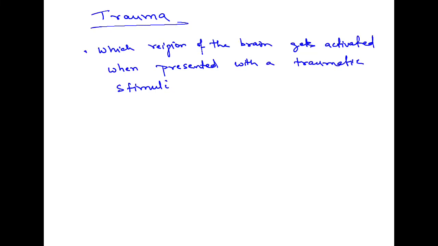Which region of the brain gets activated in a person with trauma when presented with traumatic stimuli? And you were saying what? What part of the brain connects what we are seeing currently to the experiences we have had before? Okay. Connects what they are seeing now with the experiences they had before. Now this word connects is a bit vague. Can we be a little bit more specific?